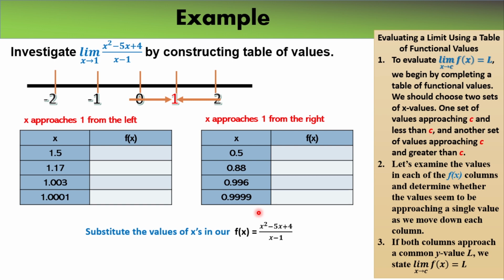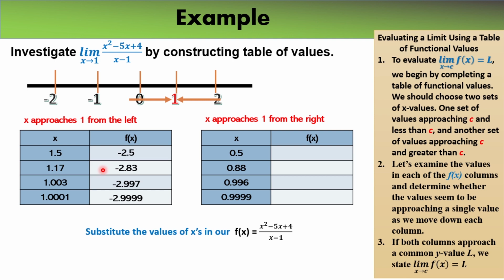So, from the left side, if x is 1.5, our f of x is negative 2.5. If x is 1.17, f of x is negative 2.83. If x is 1.003, f of x is negative 2.997. And for x equals 1.0001, our f of x is negative 2.9999.